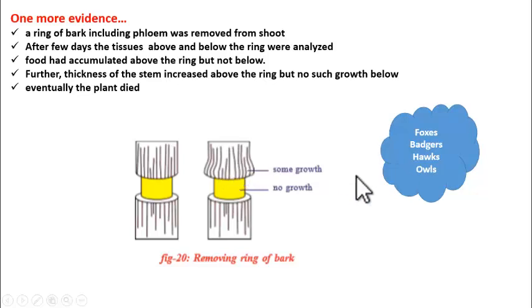Next, one more common observation is, if you see the trees in forest, they are usually eaten up until phloem by the herbivores like rabbits, squirrels.